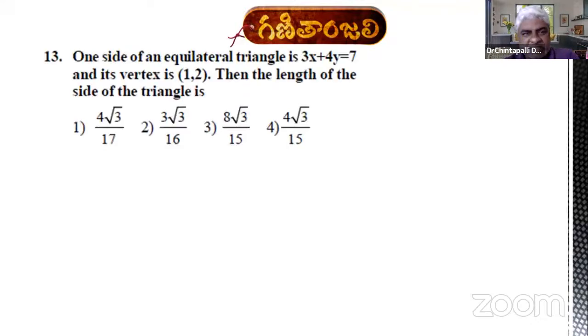One side of an equilateral triangle is 3x plus 4y equals 7 and its vertex is (1, 2). Then find the length of the side of the triangle.